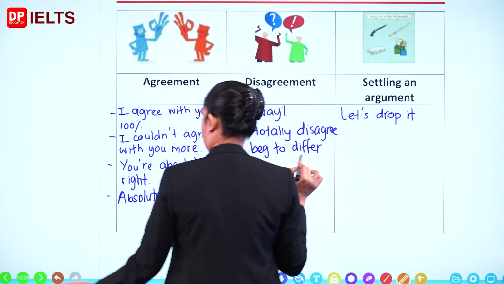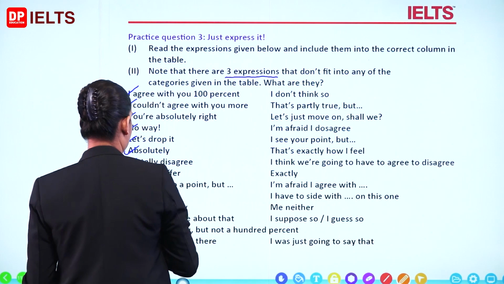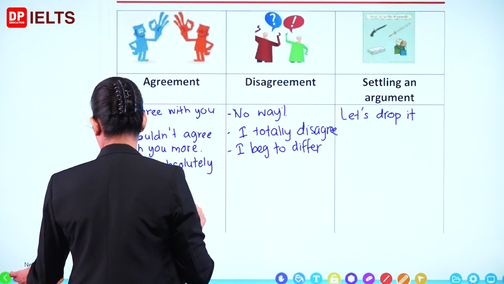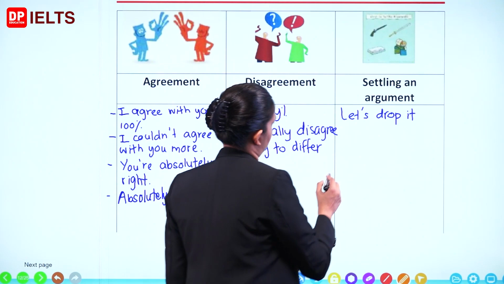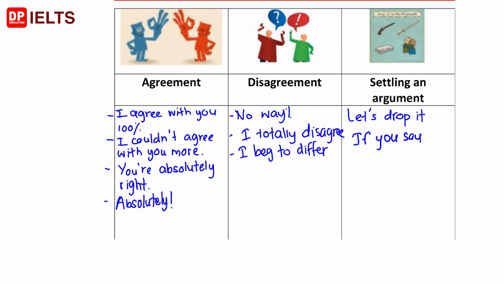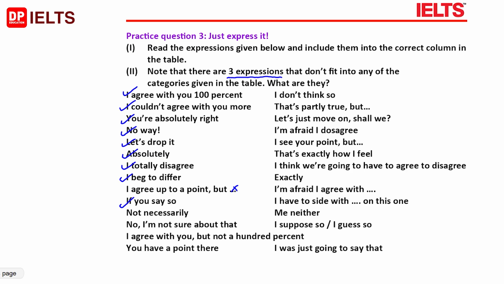I beg to differ. I agree up to a point, but I mean that's something in between. If you say so, right. Not necessarily. Disagreeing. I'm not sure about that. It means staying in the middle. Okay. Not necessarily. Let's see. It means we can know that. Disagree. Not necessarily.